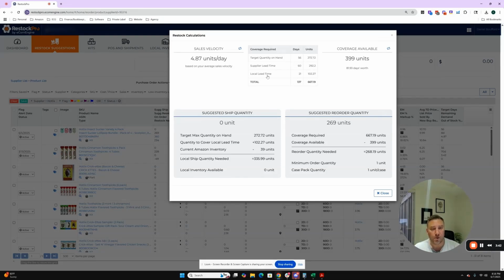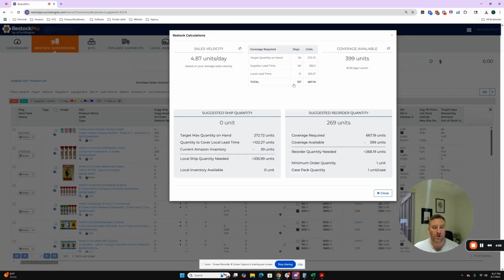And then lastly, there's local lead time. So that's the amount of time it takes you once it does land in your warehouse or your prep center, how long it takes to prep and assemble the products and then inbound to Amazon and for Amazon to receive it and then make it available for sale. So this whole process actually takes quite a bit of time, and therefore it's going to take quite a bit of stock, at least initially, to stock up the SKU.